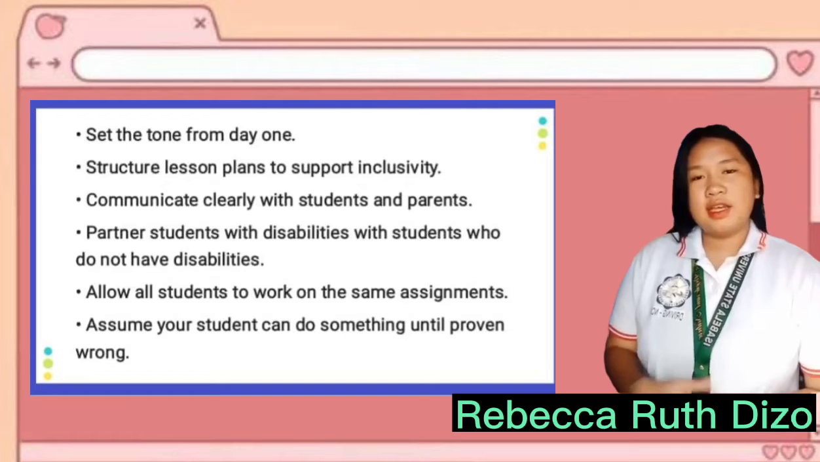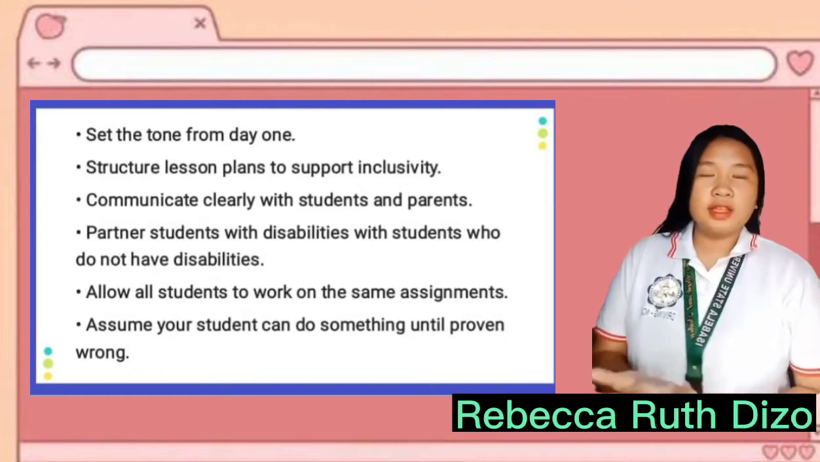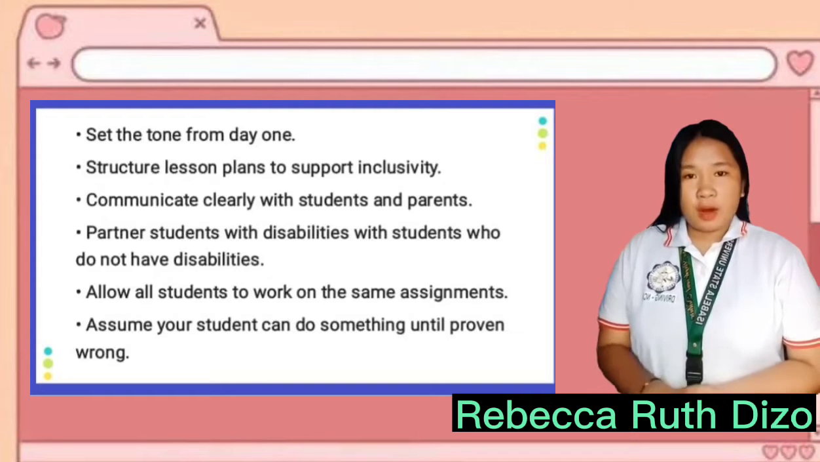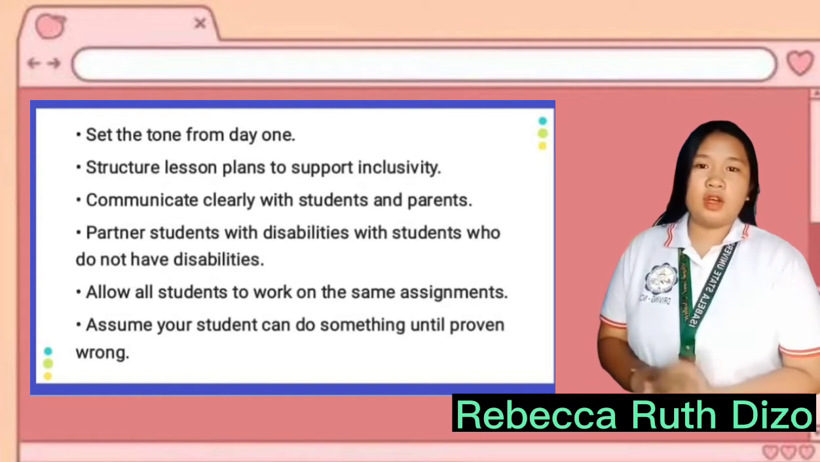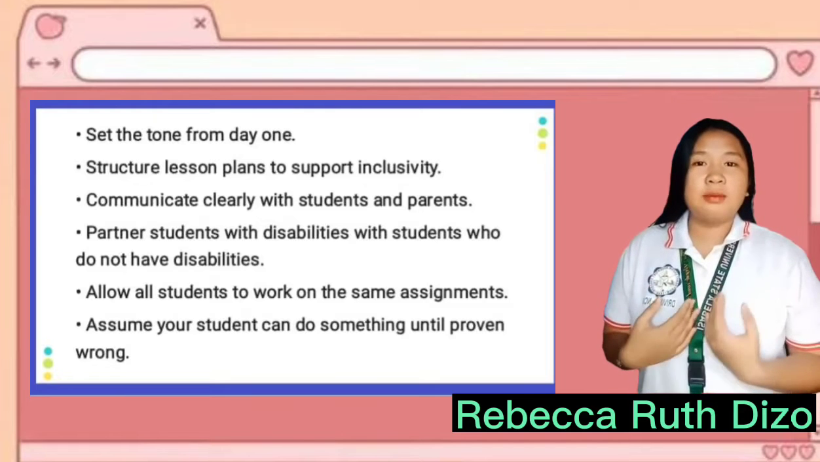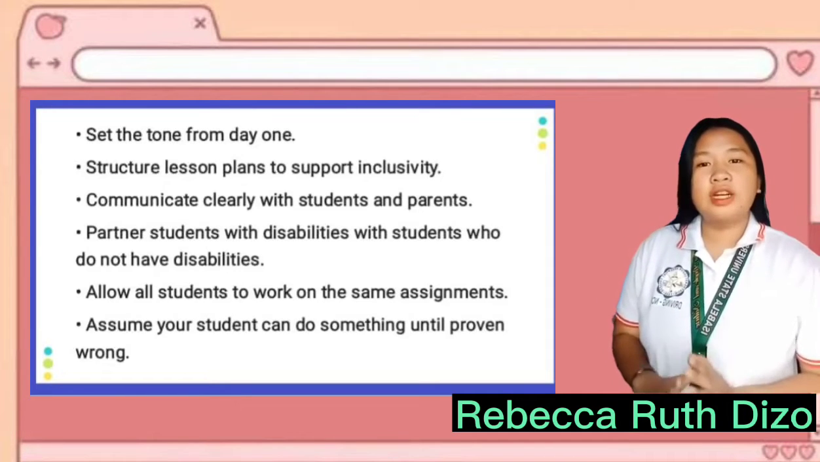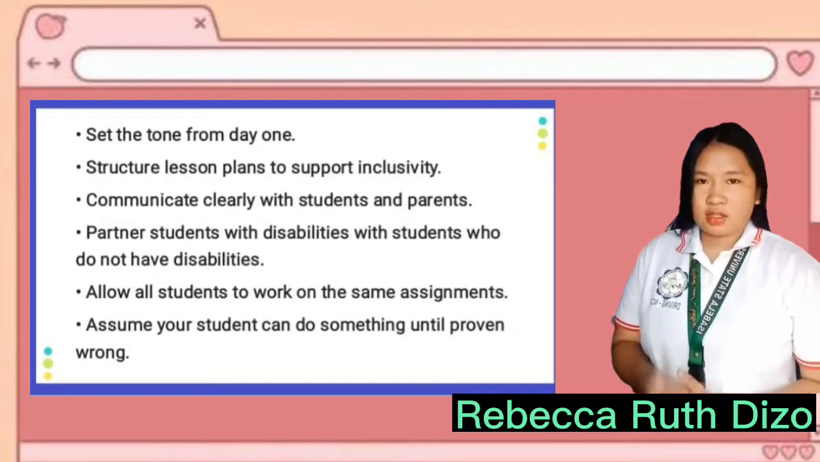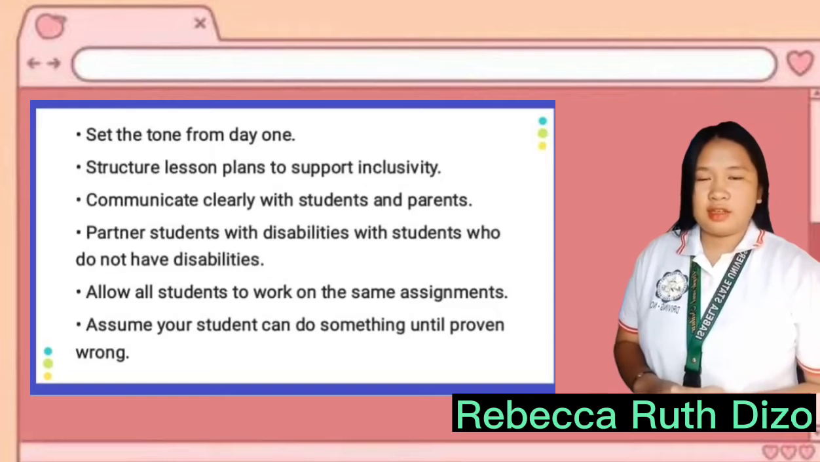The first is set the tone from day one. So when the students first walk into our class for day 1 of the new term, let each of them know that all students are welcomed and valued, and that the class will work as a team to lift one another. So include this concept in any class materials and review it regularly.